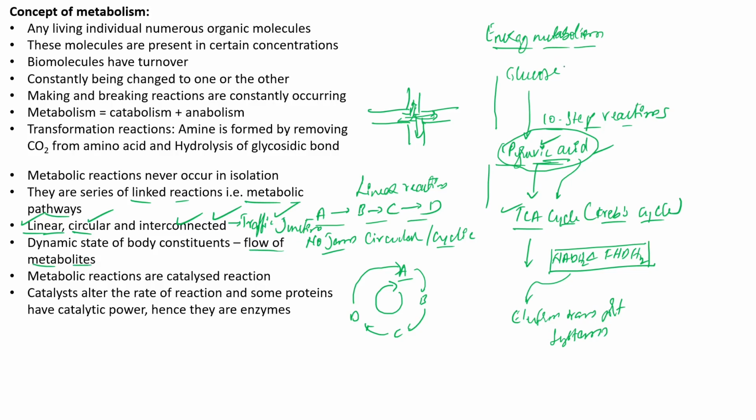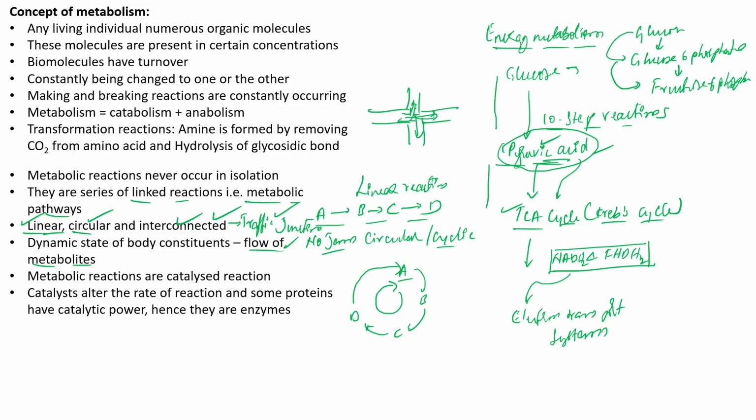So let us consider the glucose reaction only. For example, if we consider the first few steps, glucose to glucose 6-phosphate, and from glucose 6-phosphate we get fructose 6-phosphate. So this is what we call the flow of metabolites. It is always converted from one molecule to another molecule, which is called the turnover.